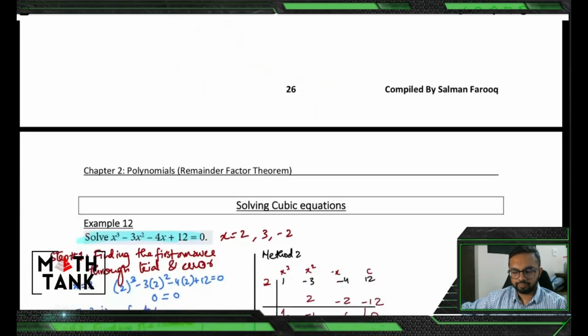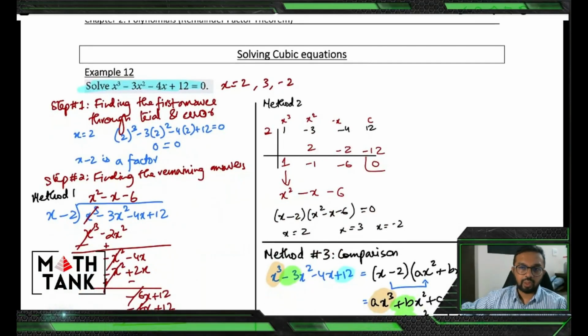Moving on. Then you have solving cubic equations. Over time, this idea of solving cubic equations has decreased in the past papers. Why? Because your calculators are capable of solving cubic equations. That is not to say that you'll have to discard the idea altogether, but you will sometimes be asked to show without using a calculator and so on. So you should know the process.